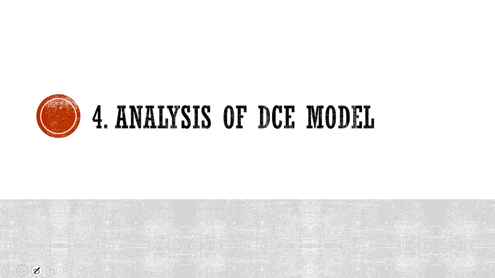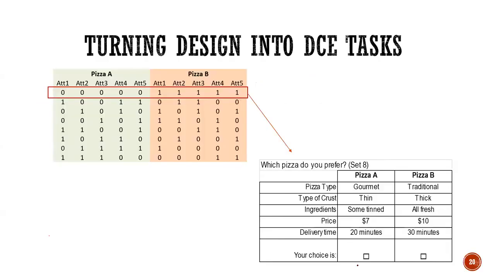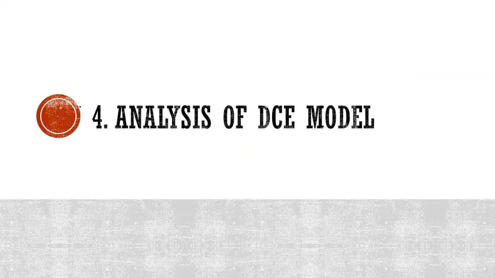Now, how do you analyze the data that is collected from the discrete choice experimental model? I just want to remind you that instead of rankings and preferences, you get the choice of the consumers, whether they chose pizza A or pizza B for a particular design.